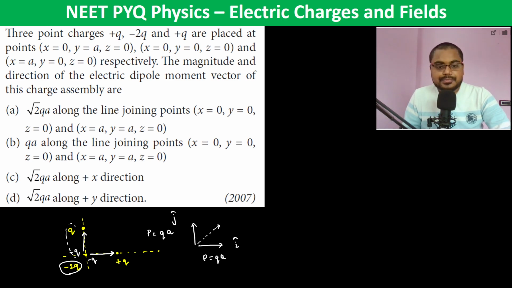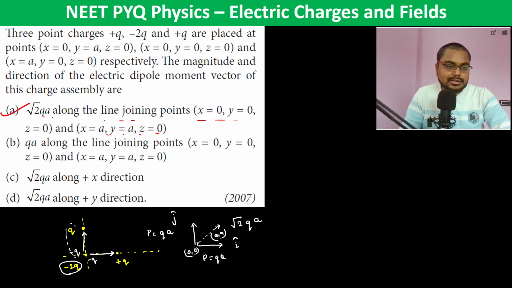The vector sum is root 2 qa. It is at 45 degrees, so it is along the line joining 0, 0 and a, a. So it is root 2 qa along the line joining points x equals 0, y equals 0, z, and x equals a, y equals a. That's correct. It is not along the x direction.